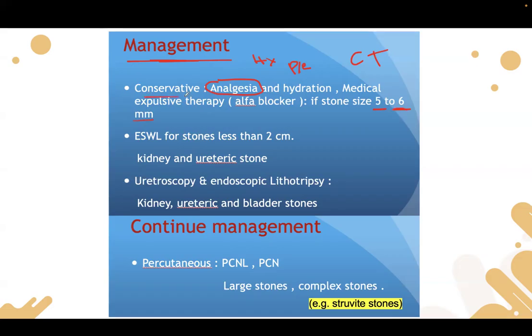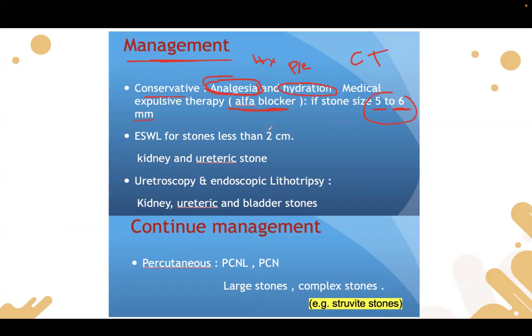The management would be conservative, using analgesia and advising the patient to stay hydrated and drink fluid up to 2 liters a day. We can also give them a medication. It's an alpha blocker, an example of which is tamsulosin. This alpha blocker would result in relaxation of the smooth muscles of the ureter, and this would allow the stone to pass smoothly and to be expelled smoothly while urinating. So this is basically if we have 5 to 6 millimeter kidney stones.